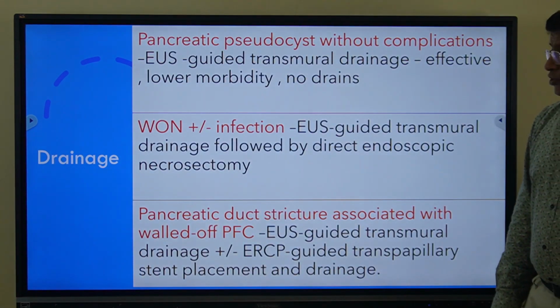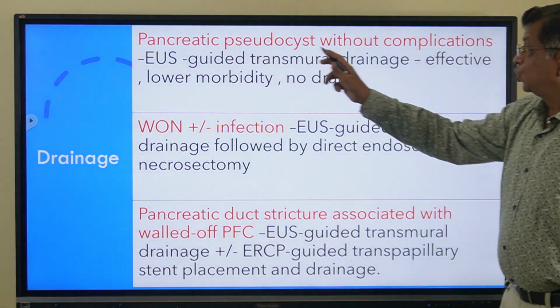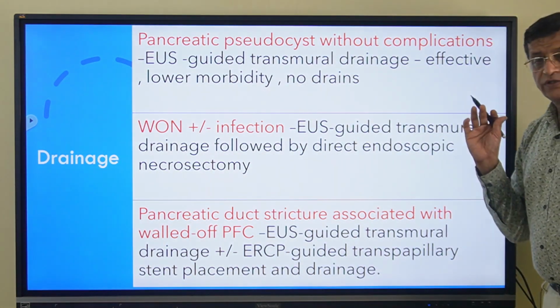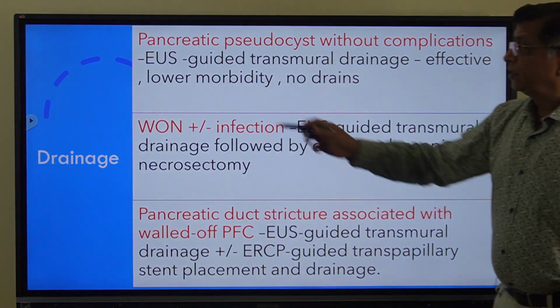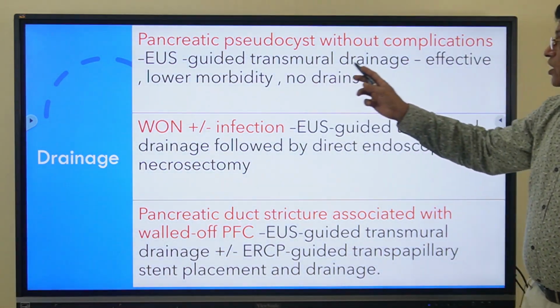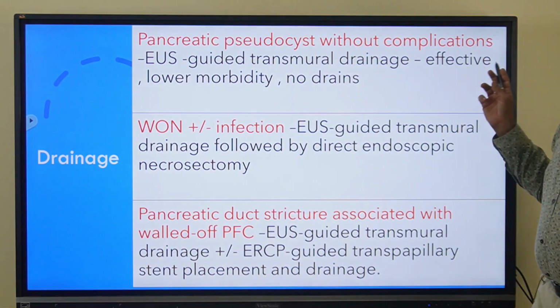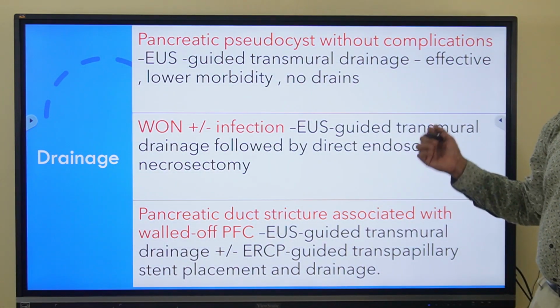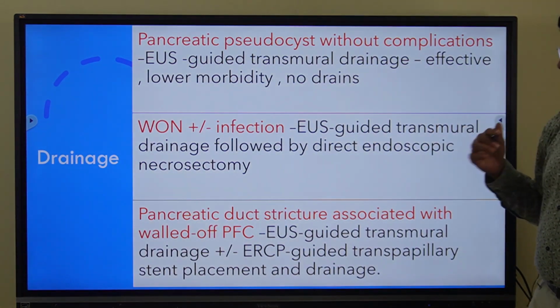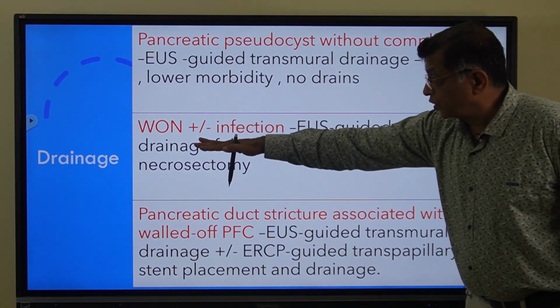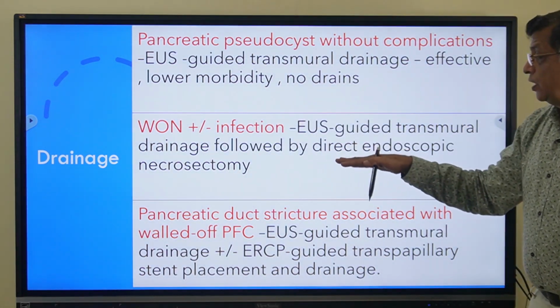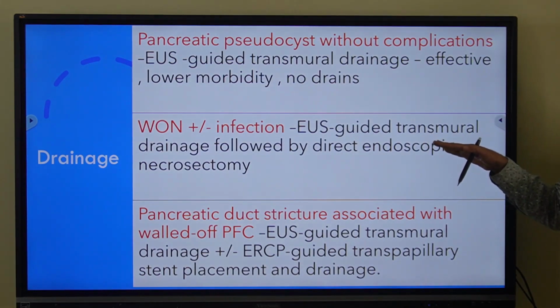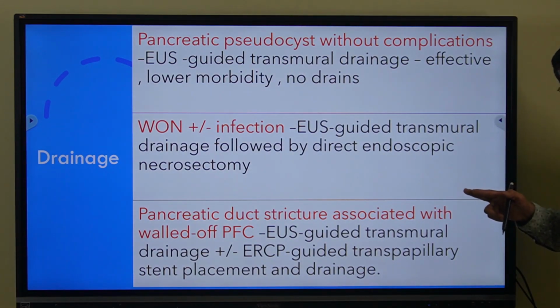So what are the interventions? If the pancreatic pseudocyst is without complications, if it is a simple pseudocyst, then endoscopic ultrasound guided transmural drainage is effective, has lower morbidity and no drains. We'll show pictorial images also. If there is walled off necrosis with or without infection, then endoscopic ultrasound guided transmural drainage followed by direct endoscopic necrosectomy.